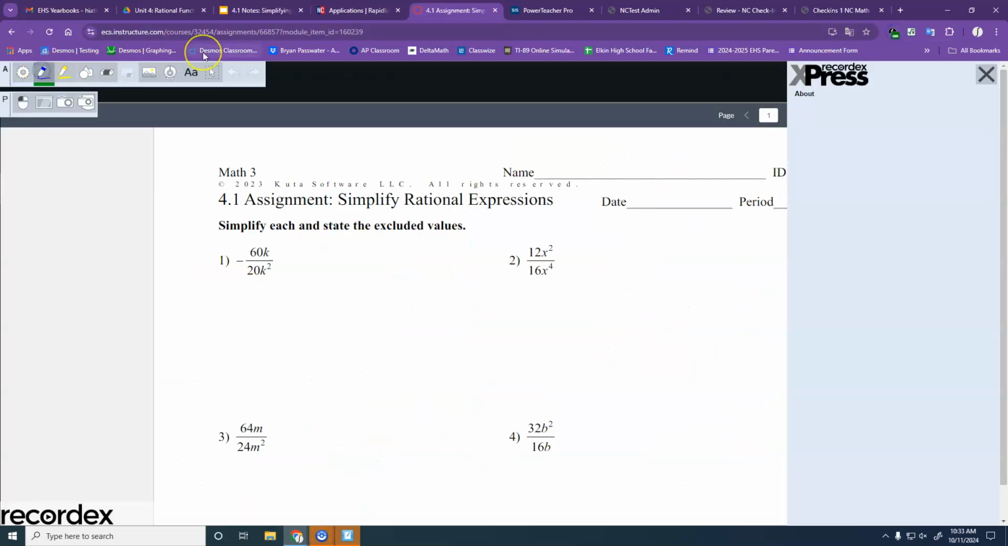So for number 1, there's no factoring to do on this one, okay? Because you don't have any plus or minus signs. So the coefficients, the big numbers right here, you just reduce them like you would normal fractions. So what number could I divide both of those by? I could divide both of them by 20. So on top, the negative just stays out front. On top, it's going to give me a 3. On the bottom, I'm going to have a 1. You don't really have to write the 1. You can if you want.